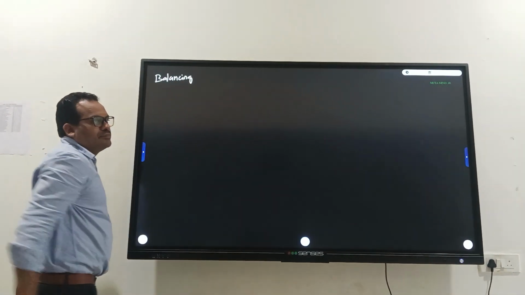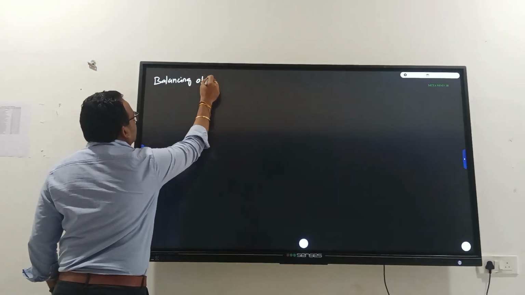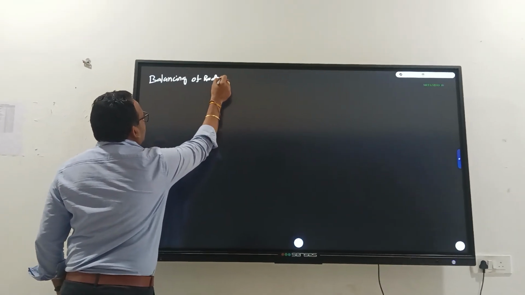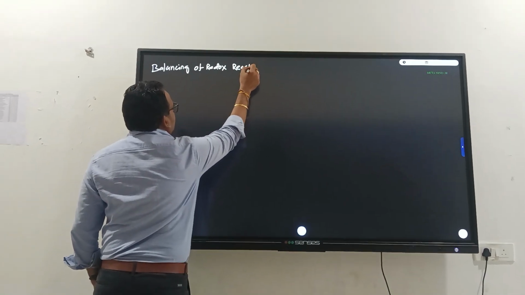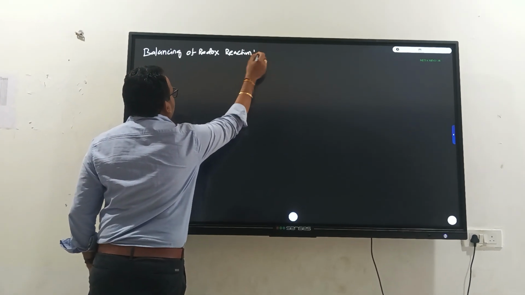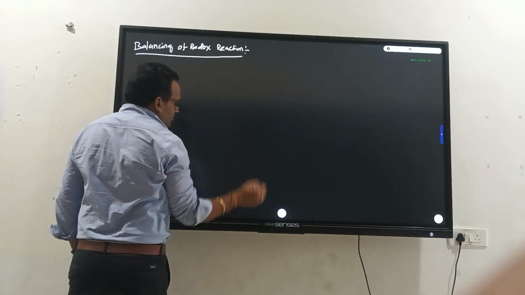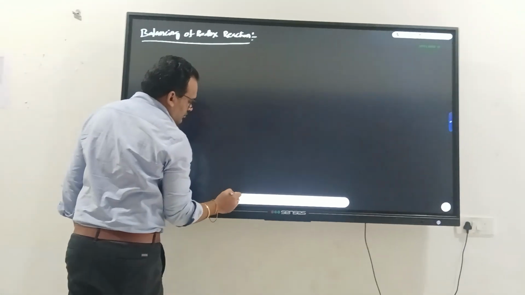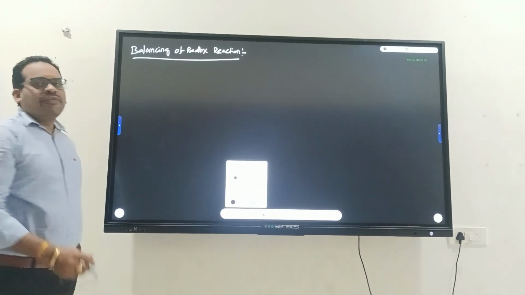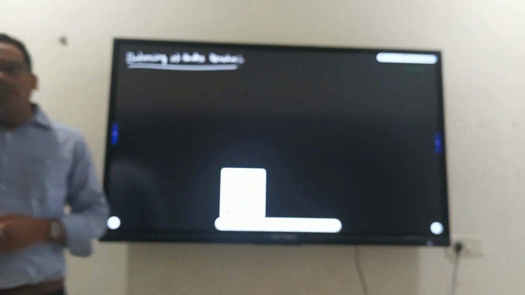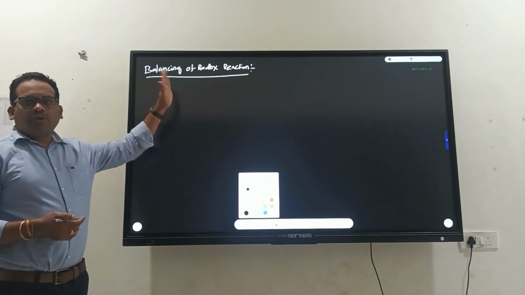Balancing the redox reactions. Now balancing of redox reactions is very important. These will come in again in electrochemistry and mole concept.